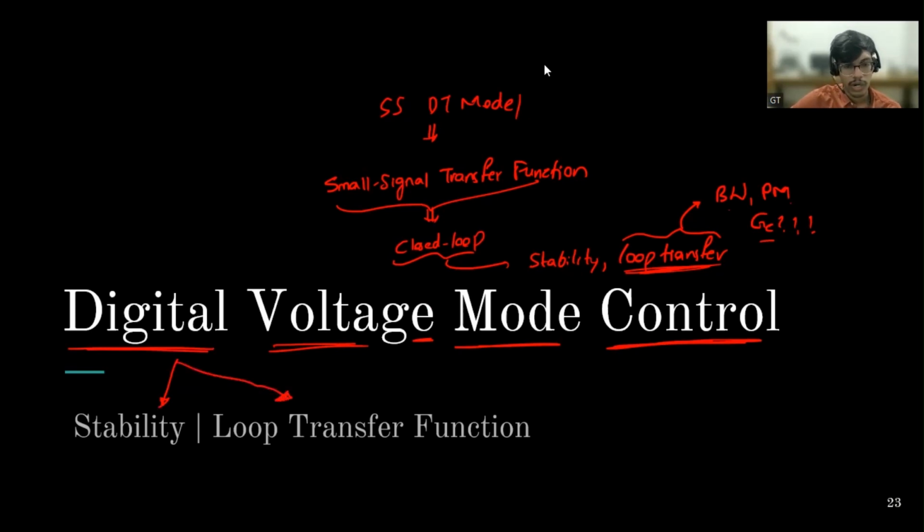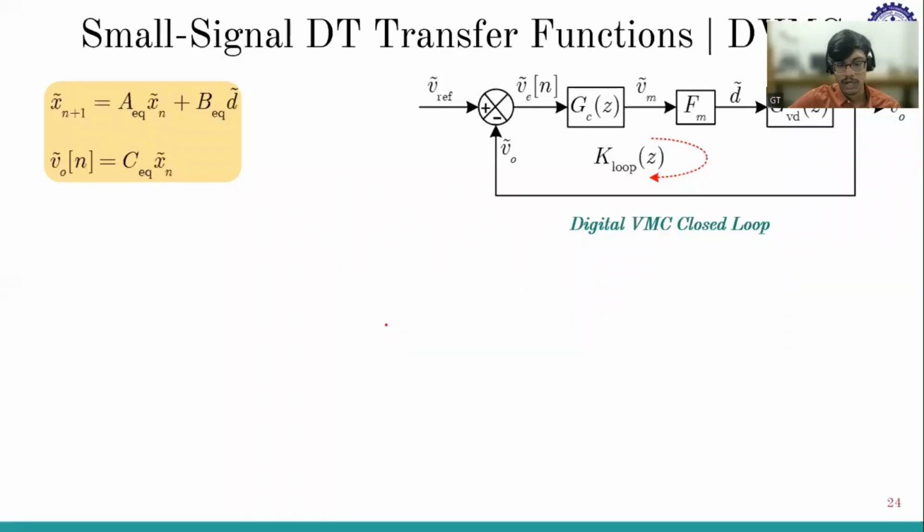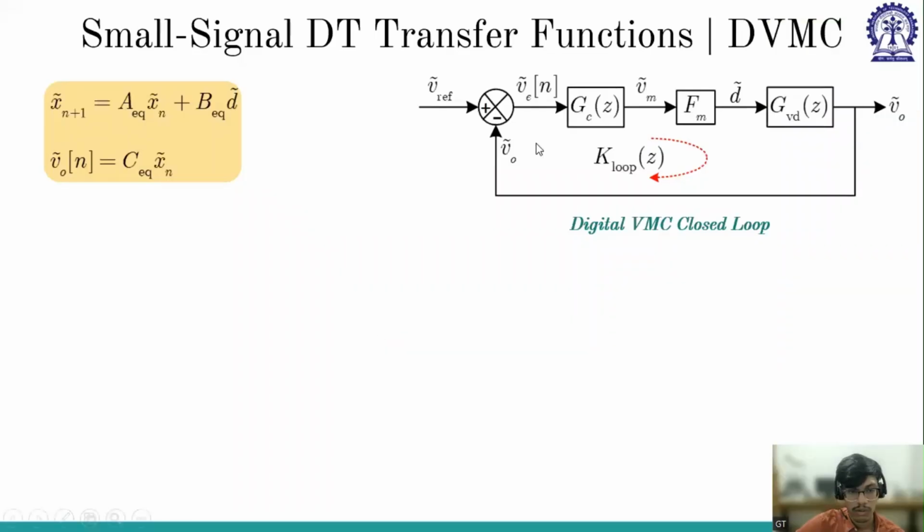Before we go into the description, this is my small signal model, the small signal DT transfer functions as well as the loop transfer function and stability. So this is my digital voltage mode control loop, in digital. This is my V naught, subtracting from V reference gives V error, and then the digital PID, because this is a voltage mode PID controller, which gives me my control voltage, and then the modulator gain, which gives duty ratio to output. So this is control to output.